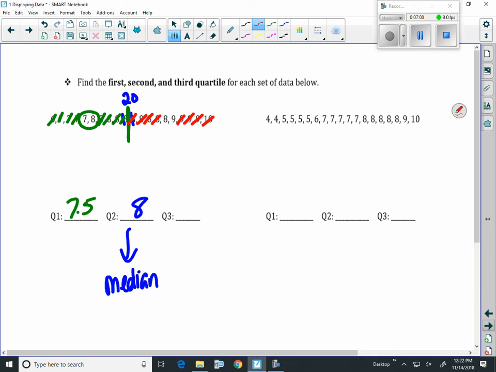Okay, what's our quartile 3? 8.5. Because you would do 8 plus 9, divide by 2, or you think what's halfway between 8 and 9. You want to try the next one on your own?